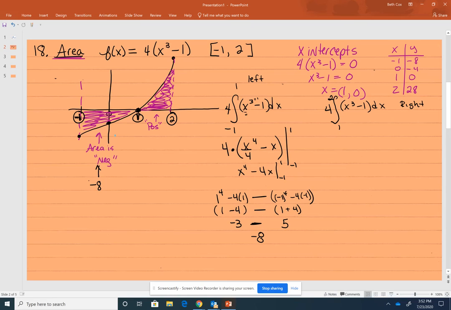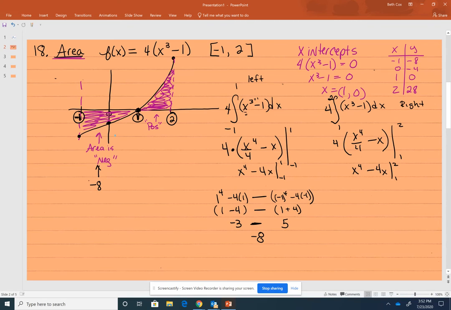Again, when I integrate, I'm going to get the same thing. It's just going to be the same exact integration. I don't even know why I'm writing it again, just for writing it again. It's still going to be x to the fourth minus 4x, but this time I'm evaluating from 1 to 2.